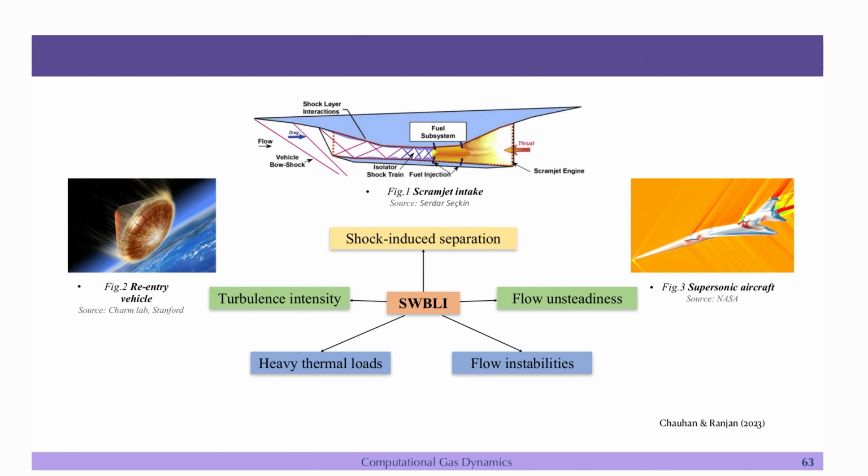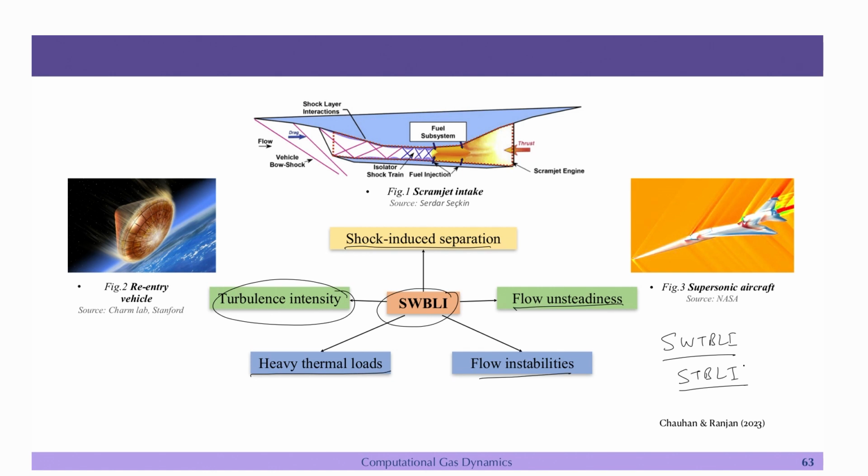So you will basically have shock induced separation or flow unsteadiness, instabilities, heavy thermal loads. It will also increase the turbulence intensity. So this is all happening because of the shock wave boundary layer interaction. Now the boundary layer can be laminar or turbulent. If it is shock wave turbulent boundary layer interaction, then it is called SWTBLI, or just STBLI. This is even more complicated because now you have turbulence also added to the complexity.